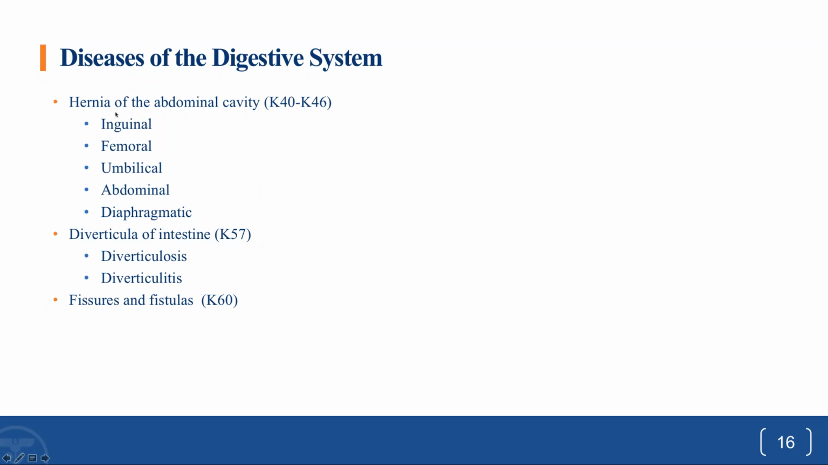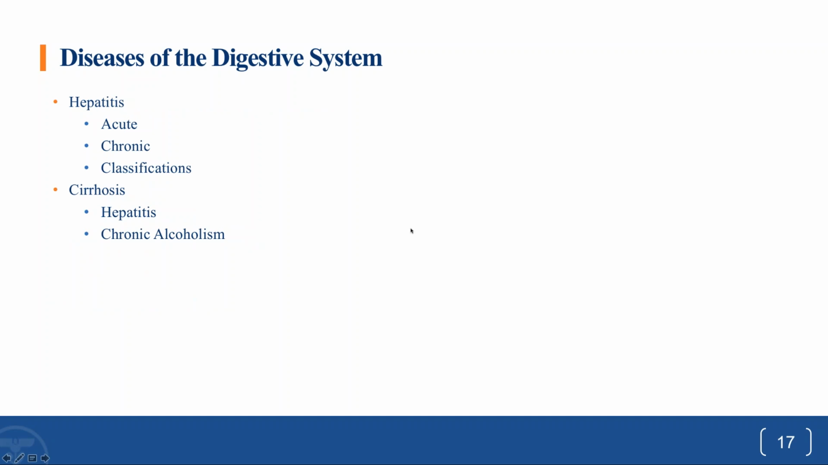In reference to hernias, you will be coding for hernias. It's very important that you know the type of hernia, because sometimes providers like to just state hernia. Well, we need to know, is it inguinal, femoral, umbilical, epigastric, abdominal? And then we also need to know whether it's strangulated or obstructed, because that can also change your CPT code. Okay, just remember that digestive system diagnosis codes begin with the letter K.